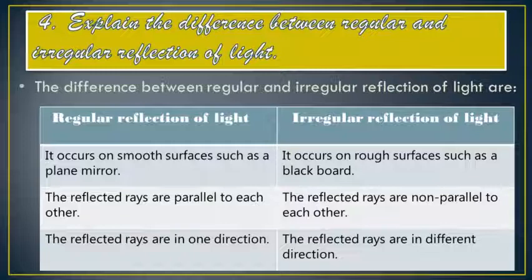it occurs on smooth surfaces such as a plane mirror, while irregular reflection of light occurs on rough surfaces such as a blackboard. And second point, in regular reflection of light the reflected rays are parallel to each other, while in irregular reflection of light the reflected rays are non-parallel to each other. Third point, in regular reflection of light the reflected rays are in only one direction, while in irregular reflection of light the reflected rays are in different directions.